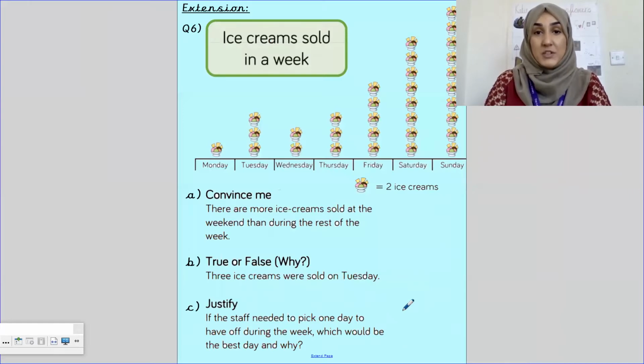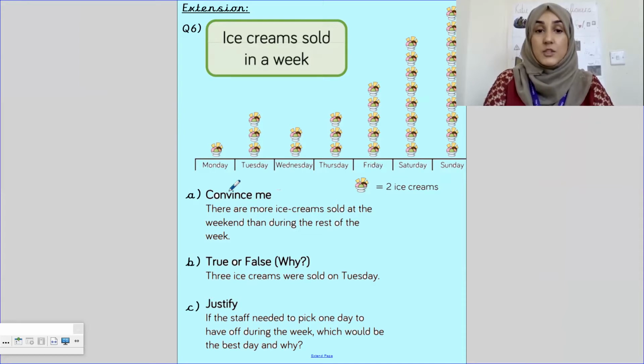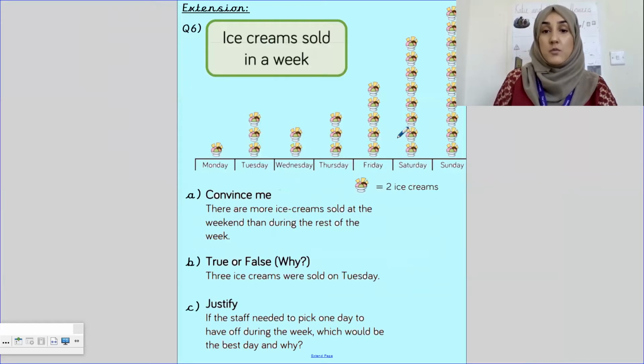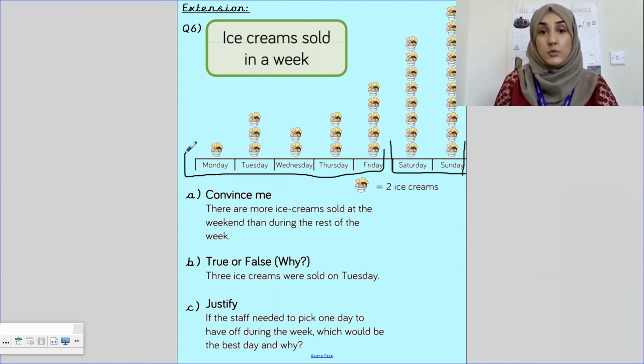Okay, and your extension question, question number 6. So here is a pictogram of how many ice creams have been sold in a week at an ice cream shop. Now, one of these ice cream pictures, the symbol, represents 2 ice creams. So you have part A, which is convince me there are more ice creams sold at the weekend than during the rest of the week. So for this question, you're only going to count first Saturday and Sunday because that's the weekend in this country. You're going to count the total and then count the total amount from Monday to Friday. And then you're going to compare and see which days sold more.